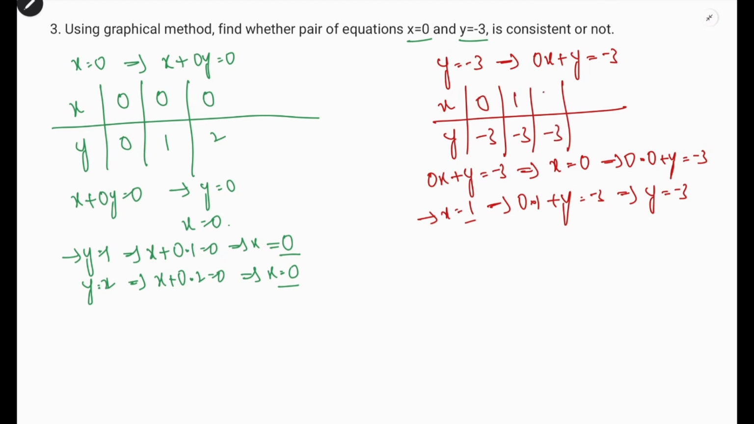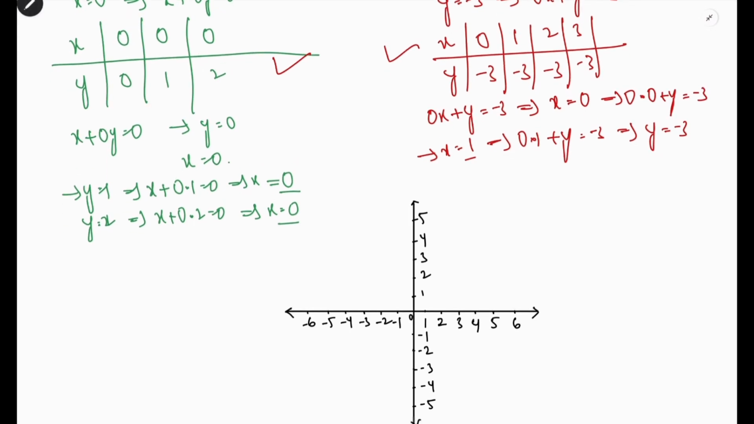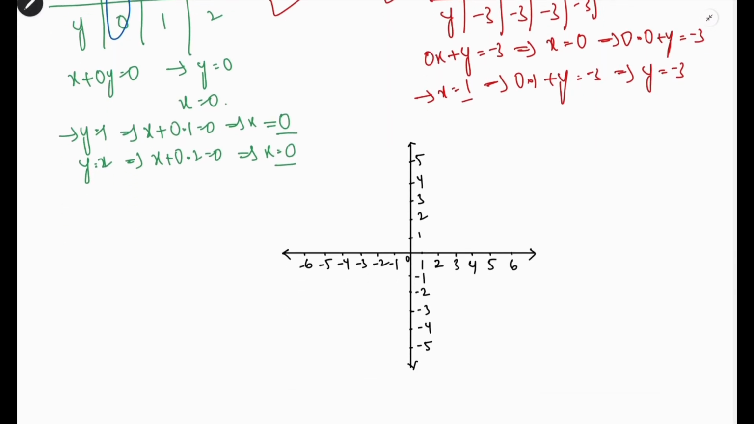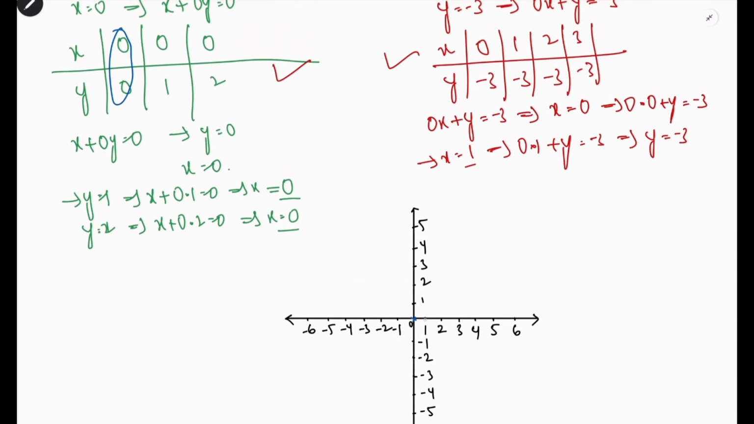X can be 0, 1, 2 or 3. Now we will represent these two values on a graph. See, for the first equation values, x comma y is 0 comma 0. This is the point. And the next one is 0 comma 1. The next point is 0 comma 2. Okay, so this is the line. The y-axis is the line.